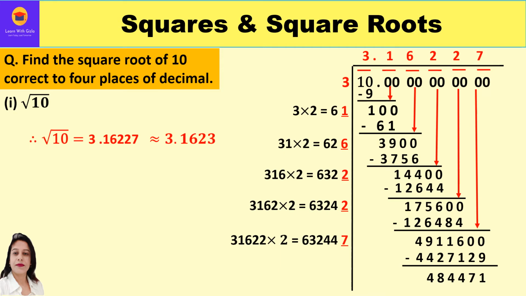Now the first question is find the square root of 10 correct to 4 places of decimal. So this is the first question. If we have to correct the fourth place, we require the fifth place also, because depending on the value of the fifth place, we are going to make some changes in the fourth place, right? Now, how to get 4 places of decimal? For that, we need 5 periods, right?